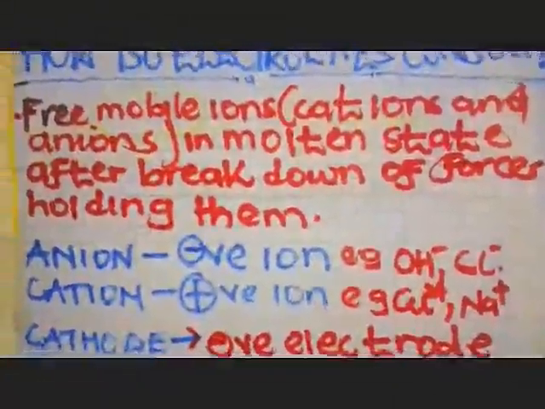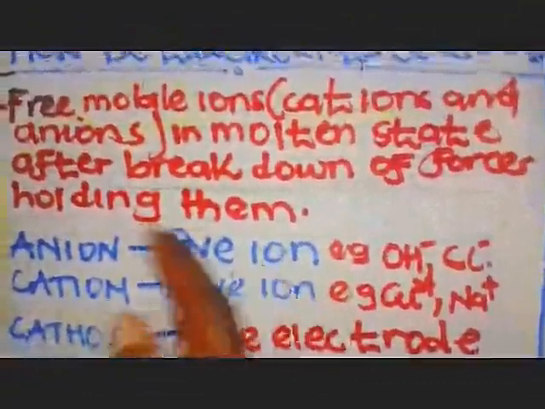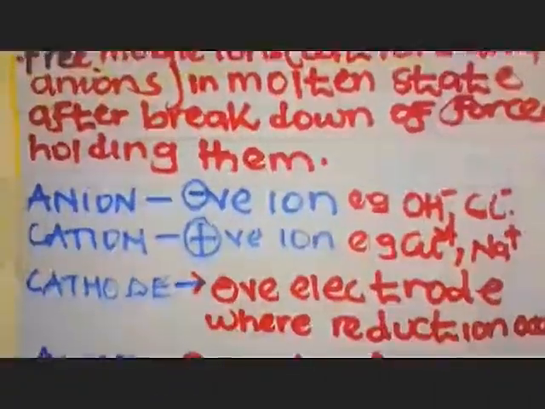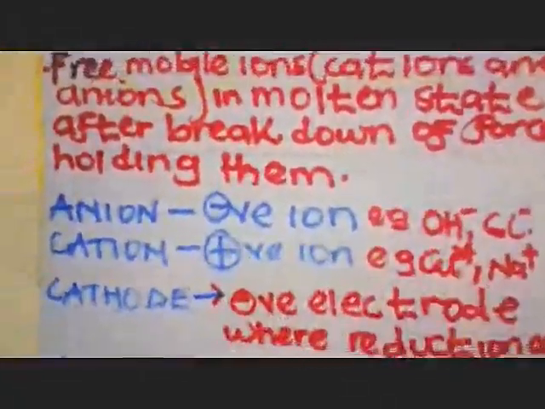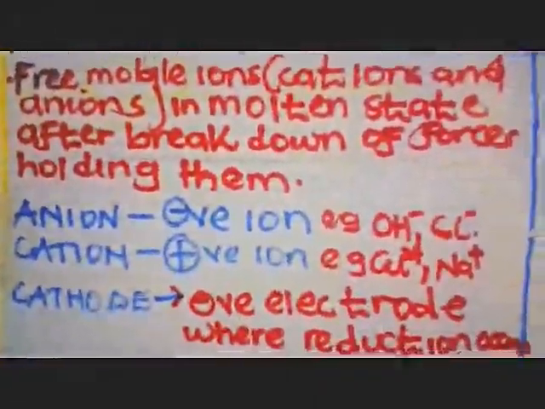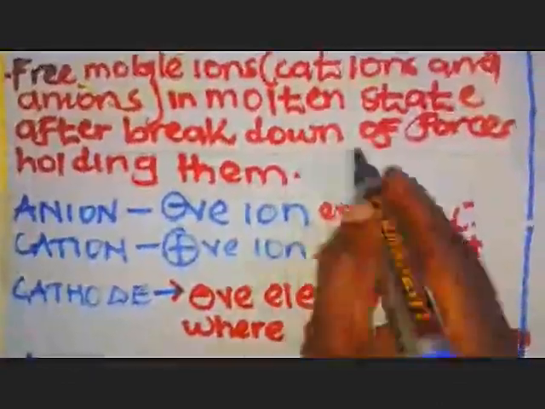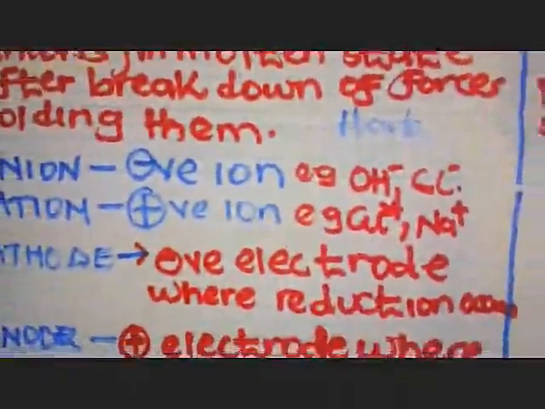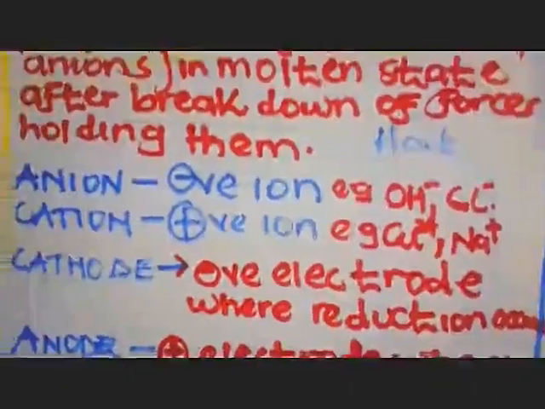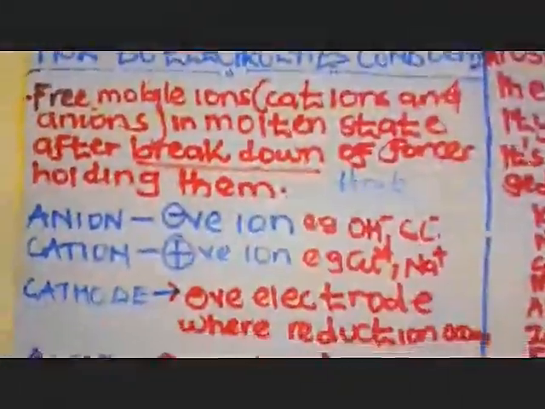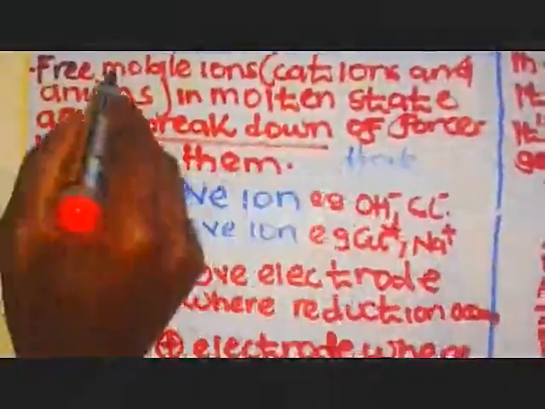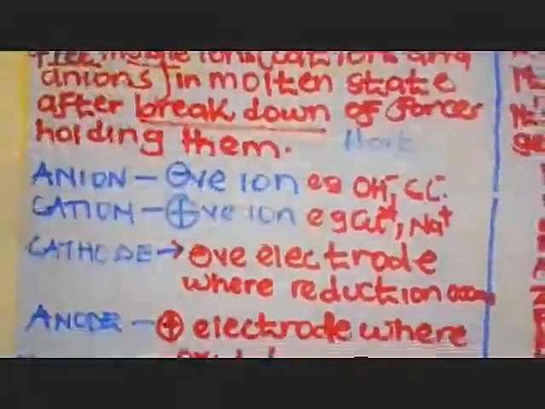But what matters, the force holding those cations and anions in the solid state is stronger. How would you weaken them? You weaken them by heating, or by putting in solution state. So when you heat the sample, or when you put it in a solution state, you weaken the forces of attraction, and then you find that there will be the breakdown of the forces to release what we call the free mobile ions. These ions, we have said, are cations and anions.